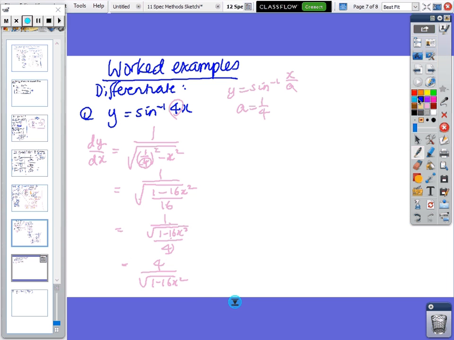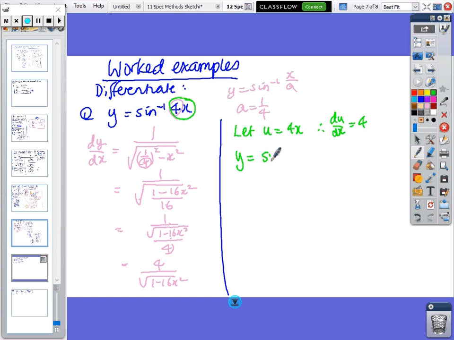Now that's one method, but there's another method as well, so you can choose which method you want to use. We say, well, that's a function, so let's make a substitution. Let u equal 4x, and so du/dx equals 4. So the function becomes sine minus 1 of u rather than sine minus 1 of 4x. And so we've got dy/dx equals dy/du times du/dx, the chain rule. You should have had that a few times now, the chain rule.